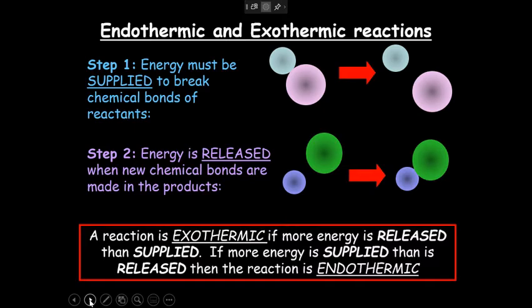So a reaction is exothermic if more energy is released from the products than we had to supply to the reactants. If more energy is supplied to the reactants to get the bonds to break than energy is released in the products, then the reaction is endothermic. So it's a comparison between the energy of the reactants and the energy of the products.